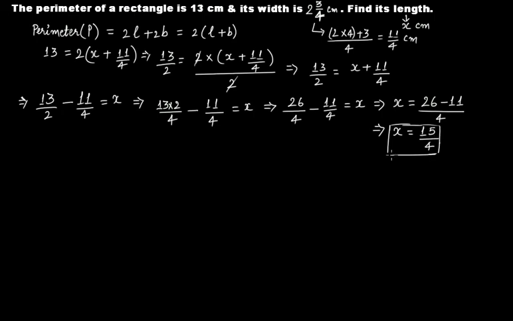To write the mixed number, x is equal to, so if you divide 15 by 4, you get 3 as quotient and 3 as remainder, and write the 4, right? So 4 times 3 is 12 plus 3 is 15, 15 by 4 is the way to write this mixed number. So x is equal to 3 3/4 centimeters is the length.